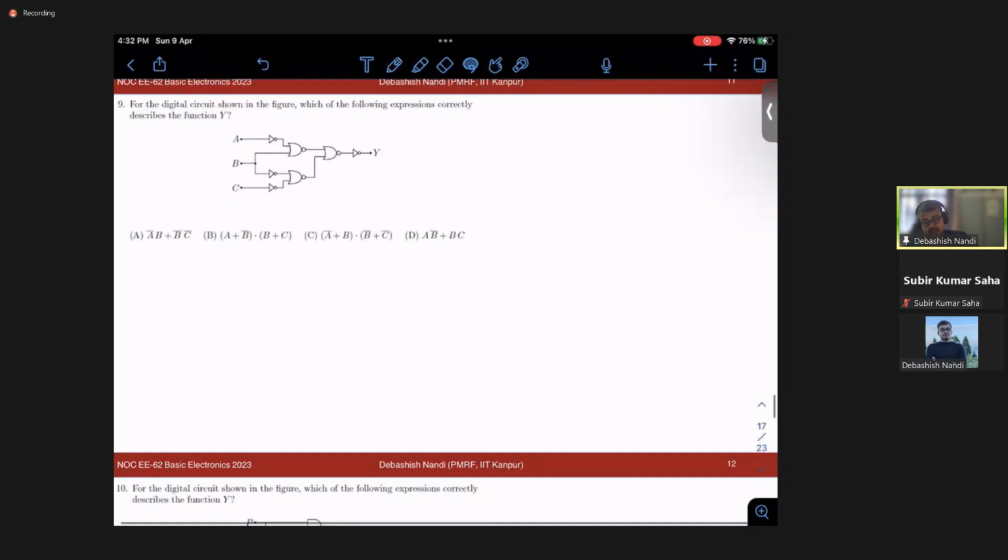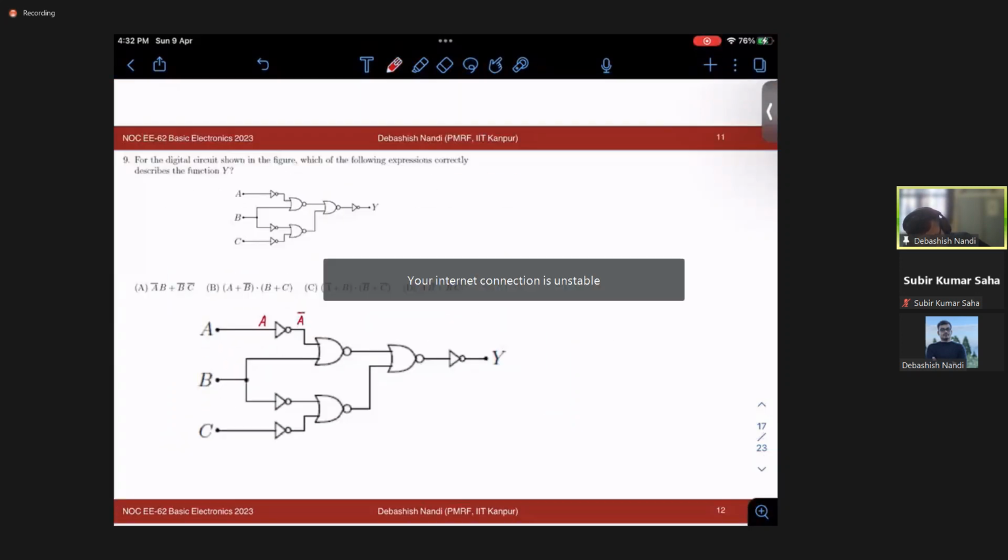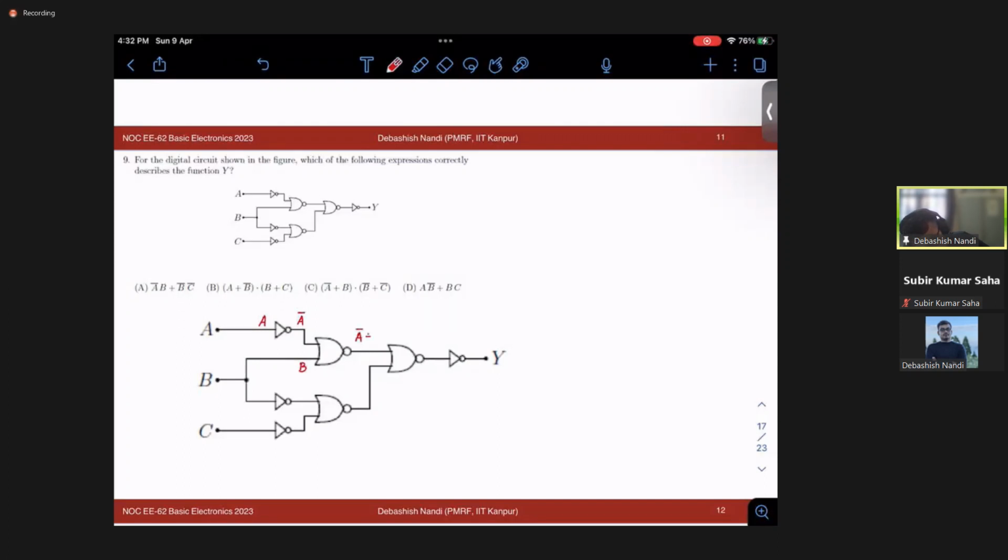So let's start doing it. This is A. This will be your A bar, right? This is B. This remains B. So this is A bar plus B entire bar. Okay. This is NOR gate. Similarly, here it is B bar. Here it is C bar. So it will get B bar plus C bar entire bar. Fine. And you see this is your NOR gate, right?